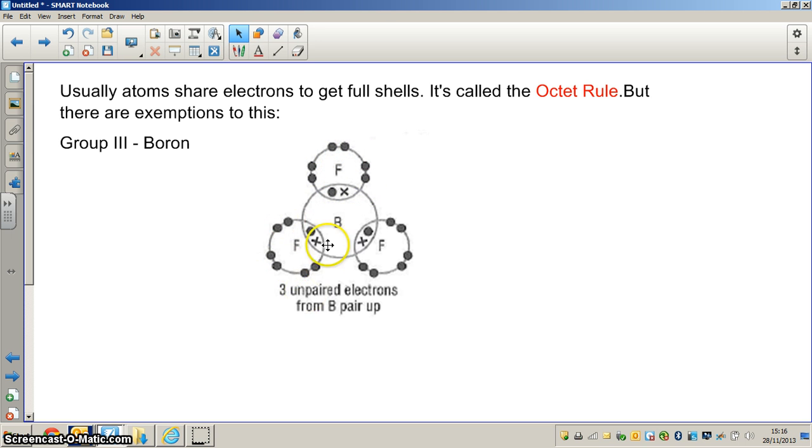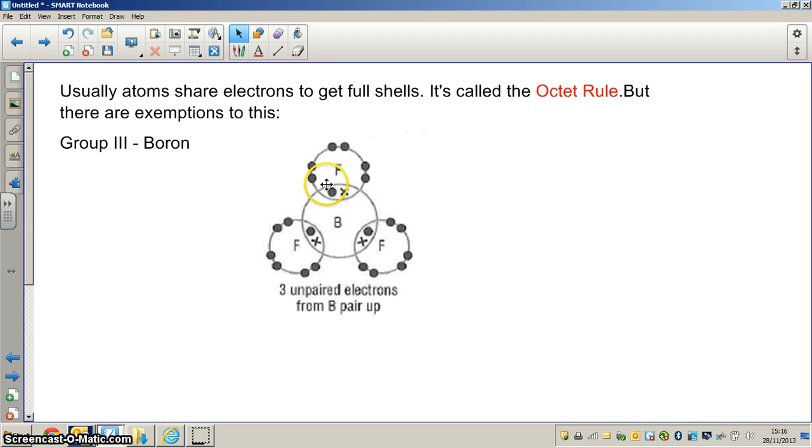Octet rule works for fluorine again, and again. As you can see, there are 8 electrons, 7 of each of the fluorines and 1 of the borons. But boron is an exception, isn't it? Because if we look at boron, boron actually only has 3 electrons in its outer shell. So the octet rule doesn't have to apply.